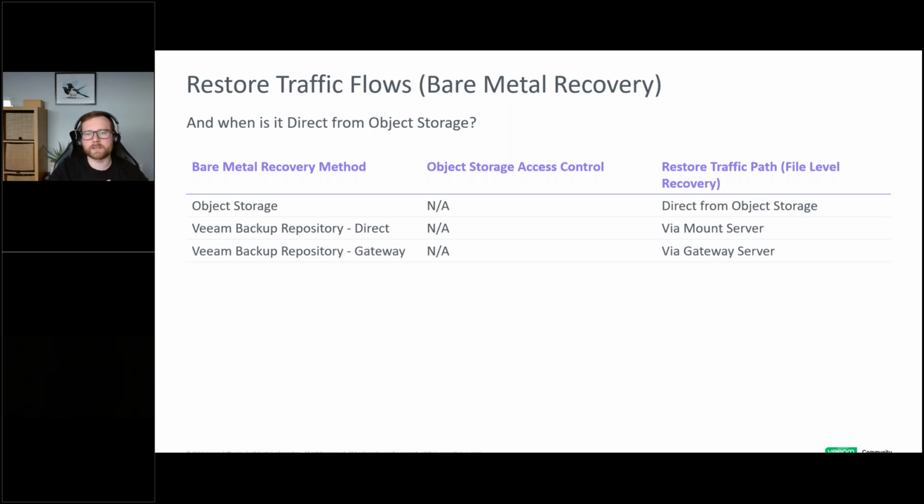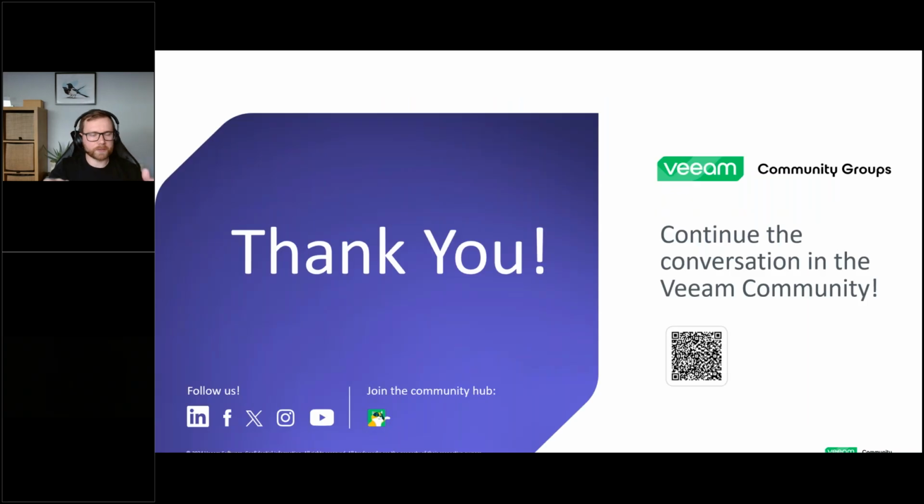If we connect directly to object storage as a repository, instead of selecting the Veeam backup repository, we'll communicate directly to the object storage. If we specify that it's actually a Veeam backup repository and it's defined as direct mode, then it's going to be via the mount server that we connect to object storage. And finally, with the gateway option selected within the backup repository, we'll connect via the gateway server to object storage. So one in three of these modes gets us directly to object storage. And that's everything from me.